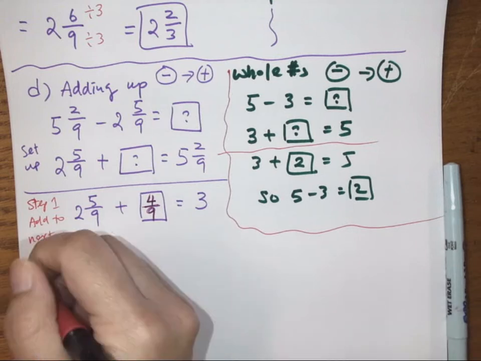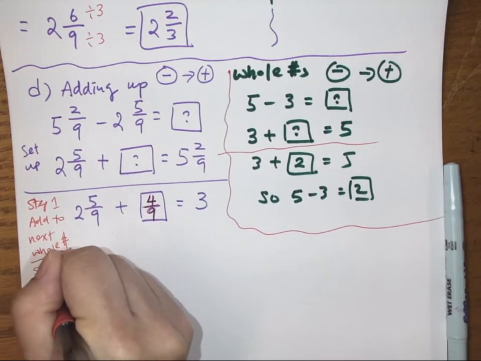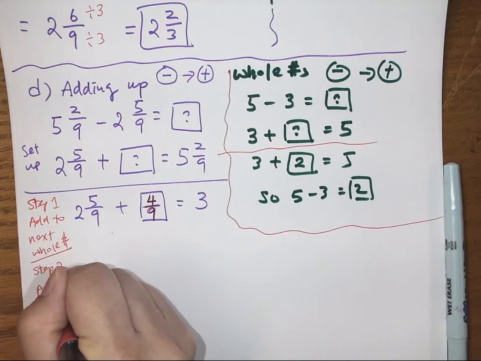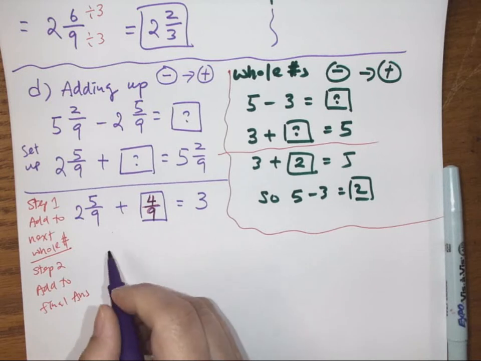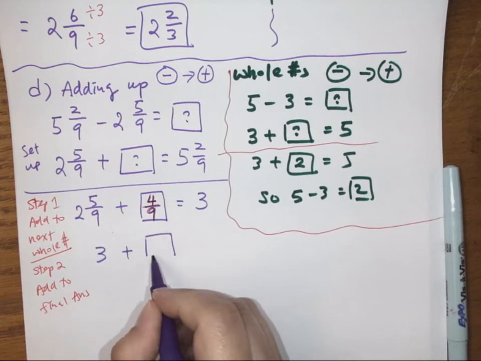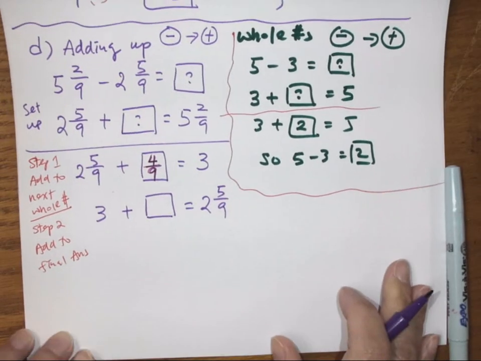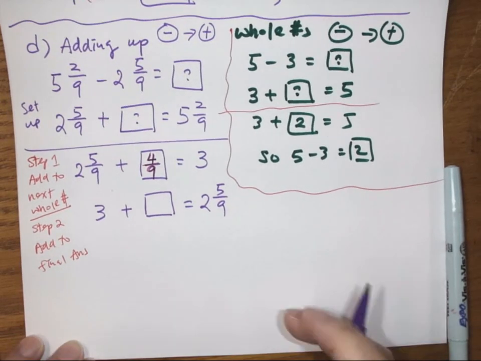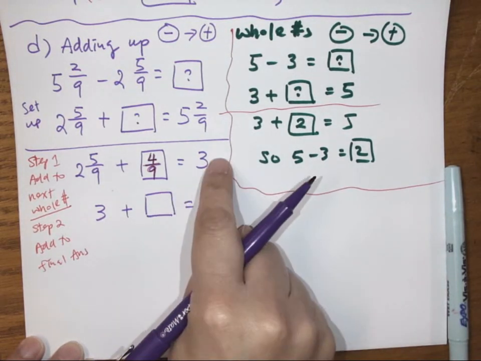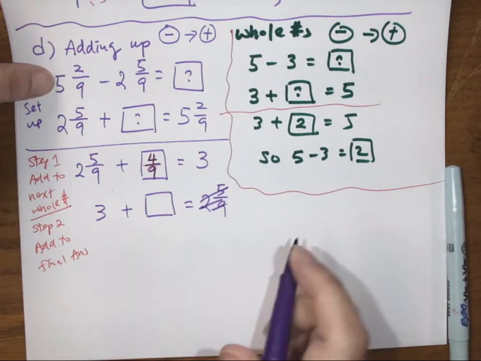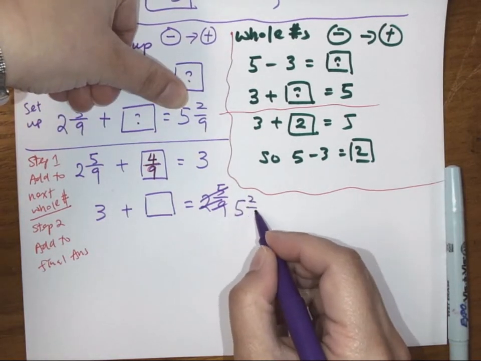So step 2, we're picking up from that number. We want to add it to the final answer. Okay, so we're picking up from 3, and need to add something to reach my first number, 5 and 2/9. What did I do? Sorry about that. So I need to pick up from the whole number and add to reach the number here, right? So it's 5 and 2/9. Sorry about that.